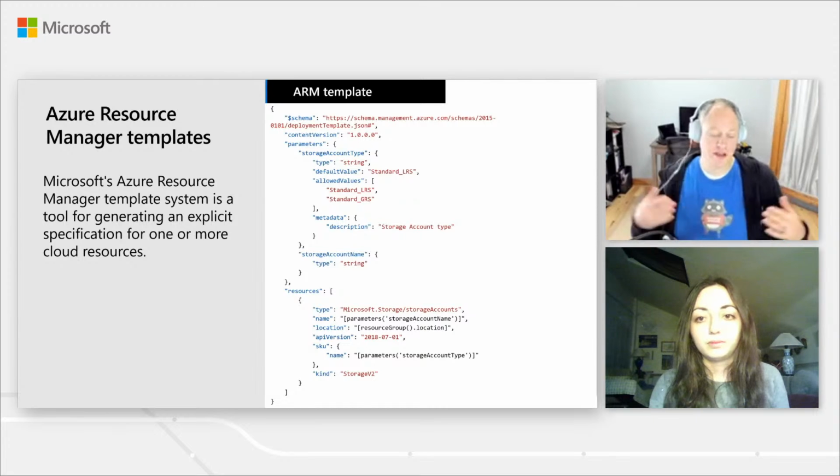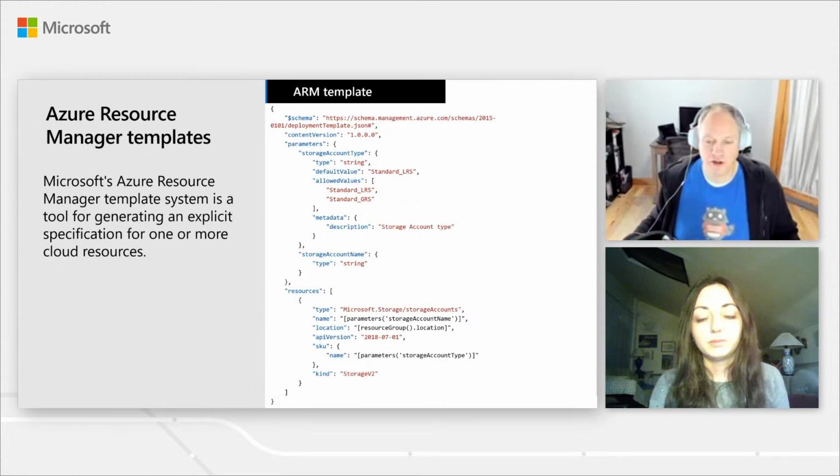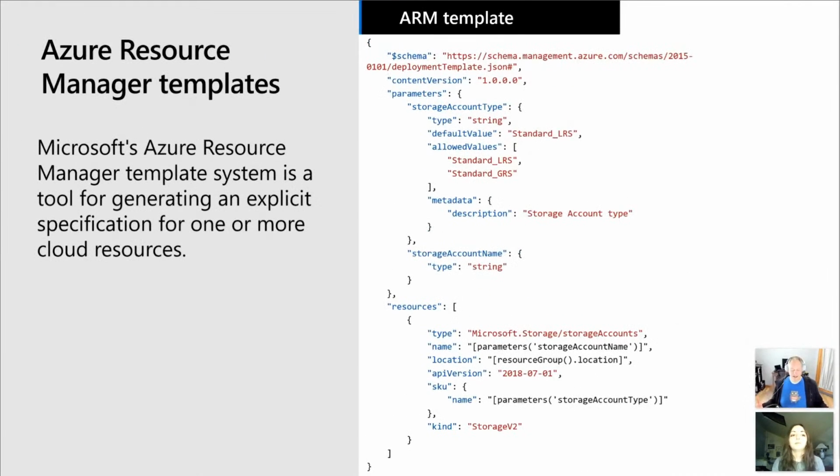Now, since this is Microsoft Learn, and I come from the Azure team, let's get specific about a tool around Azure. Now we have Azure Resource Manager templates, which is a system for generating explicit specifications for one or more cloud resources. The Azure Resource Manager template is designed to be a complete inventory of the values and parameters needed to execute the Azure instructions for provisioning new resources or updating existing ones.